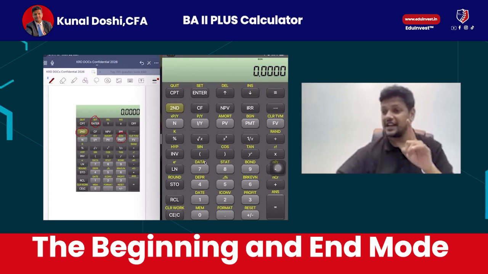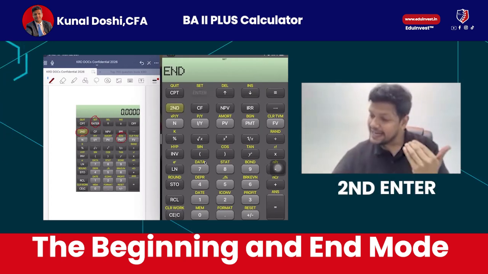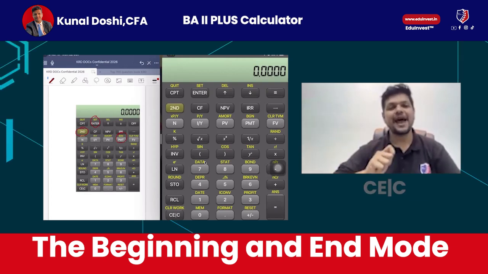So now, without failing, we'll press second PMT again, second enter. This is how we change the mode, clear. So now the calculator is set back at the end mode.